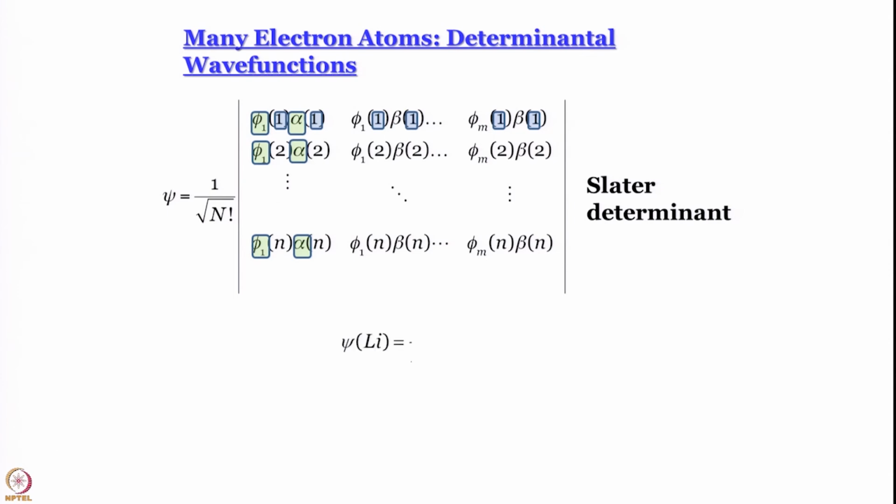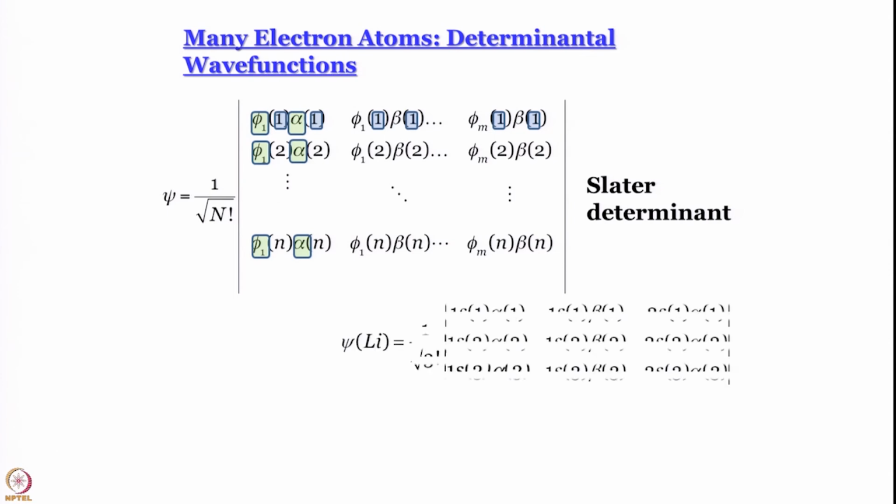For lithium what will happen, how many electrons are there? 3. So, you write like this: 1s1 alpha 1, 1s1 beta 1, 2s1 alpha 1, then 1s2 alpha 2, so on and so forth. Finally, the third row is for electron number 3. Is this the complete wave function? This is something that I want you to take as homework.